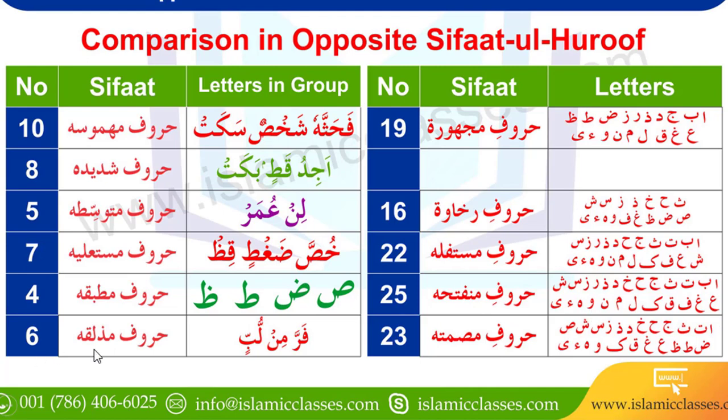The other one is huruf muzlaqa, which are 6 letters. Okay, huruf muzlaqa, these are the 6 letters: Farra bil lubbin, and the remaining 23 letters are also written here. I made this image to show you the letters and the qualities in one place, and similarly the opposite of those qualities, and which letters have them. That's why this is a comparison in opposite Sifaat-ul-Huroof.